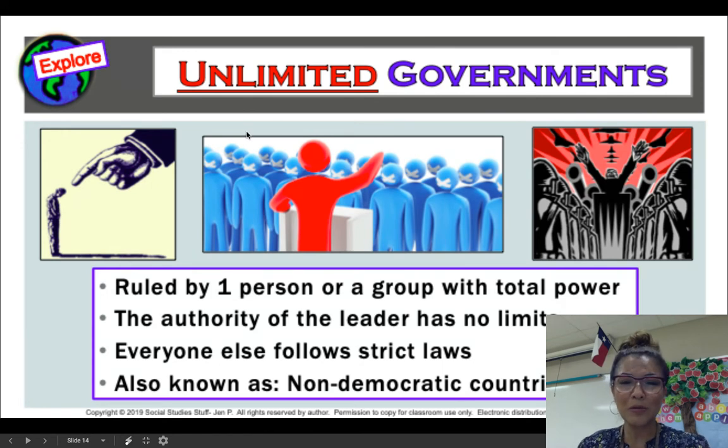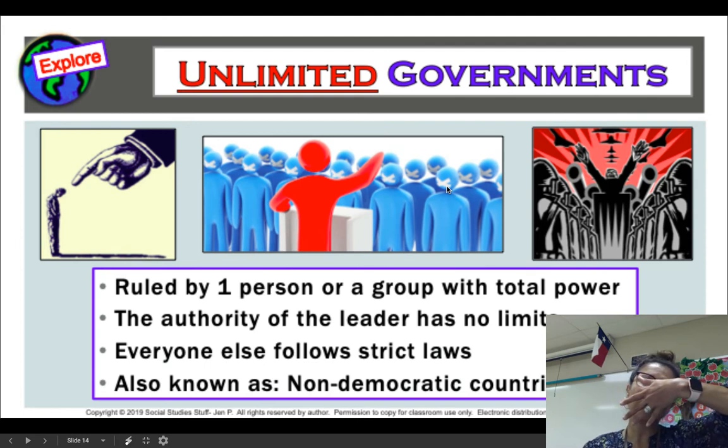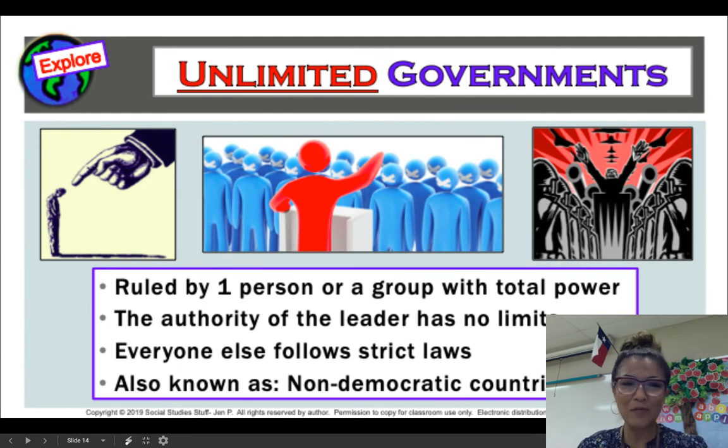And look at this picture. Look at how there's X's, right? X's on the face, X's on the mouth. They're not seen as people. They can't even speak up. They don't have a voice.